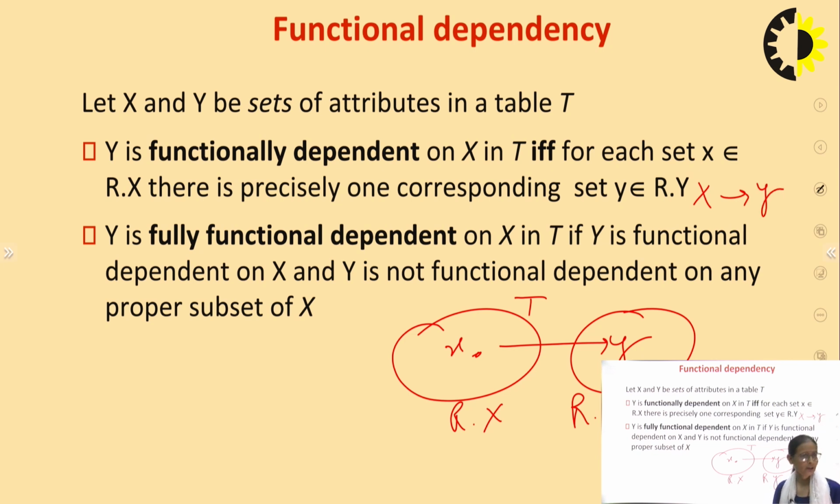Y is fully functionally dependent on X in T if Y is functionally dependent on X and Y is not functionally dependent on any proper subset of X. That is, if I have two attributes here, let's suppose X1 and X2, then in a fully functional dependency, all my attributes should be dependent on these two attributes jointly.